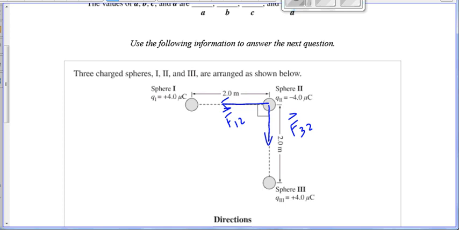Okay, let's get both of those forces. I'm not going to go through that process right now of finding both of those forces. I'm going to trust that you guys can do the math there, making sure that you use microcoulombs. Who's got a value of F12 there?